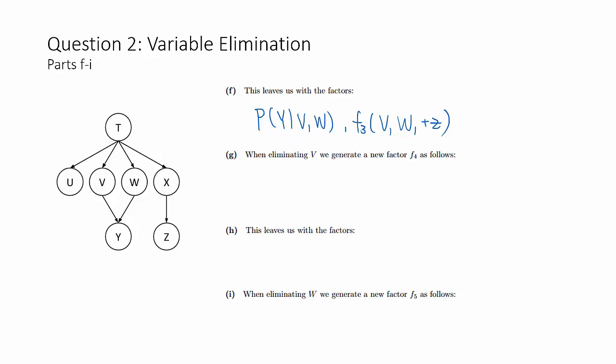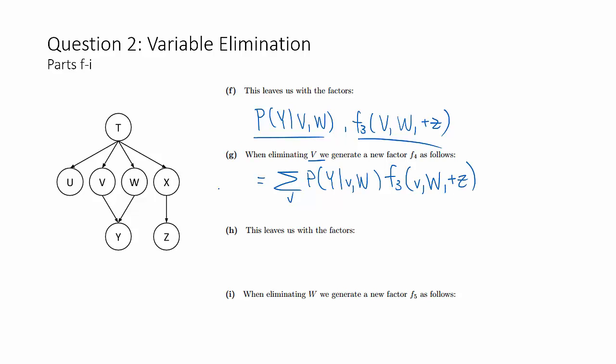For part G, we are joining and eliminating on the hidden variable v. So we look at which factors involve v. In this case, both of these factors involve v. And so we join on these factors and we eliminate v. We sum over v of the probability of y given little v, w, times f3 of v, w, plus z. And this creates a new factor, f4. f4 involves everything that these 2 factors involve other than v, which are y, w, and plus z.